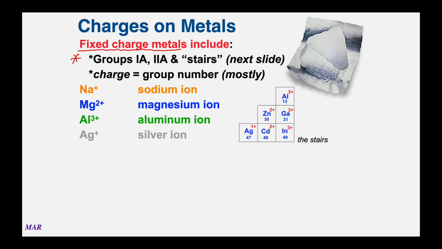So these metals, you always know their charge, and that's really nice. There's no exceptions. So sodium's not going to be plus 2, magnesium's not going to be plus 1, aluminum won't be plus 2, etc., etc. Predictable charges is what fixed charge means.